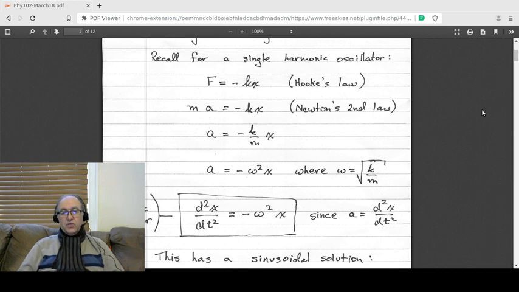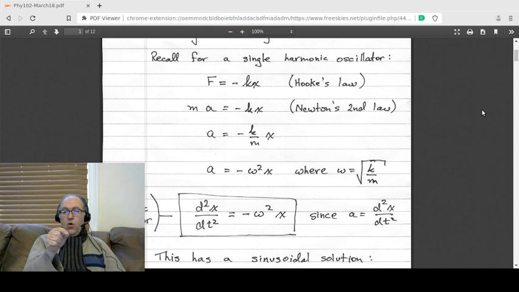This is last semester stuff, but we need to review it right now. If you have a single mass attached to a spring, and the mass wants to sit at an equilibrium point, it just sits there. But if you pull the mass away from that equilibrium point, the spring is going to want to restore it back to equilibrium.